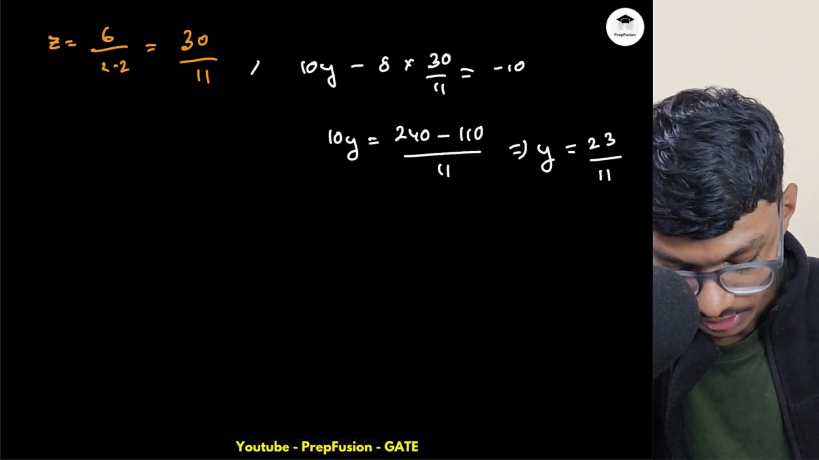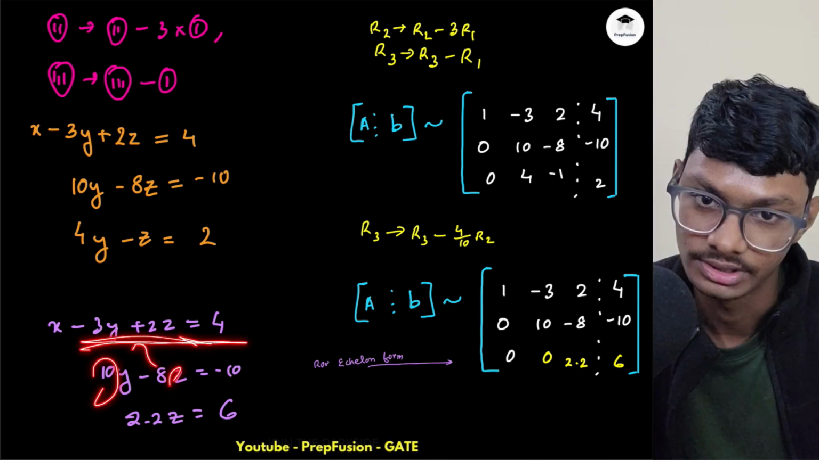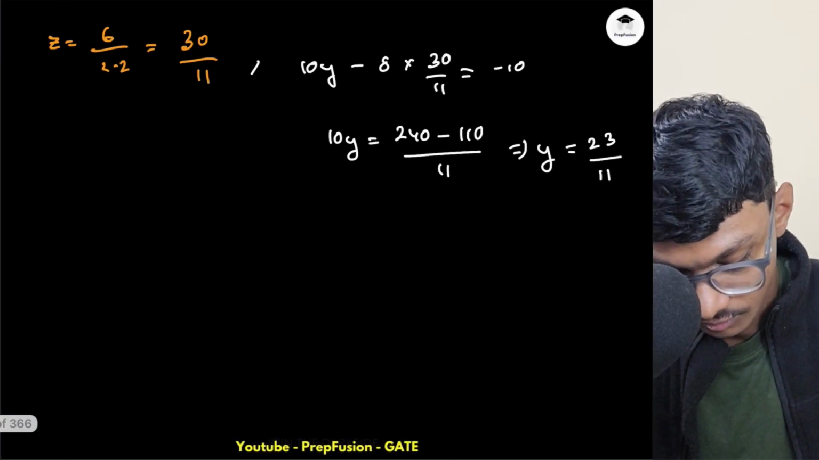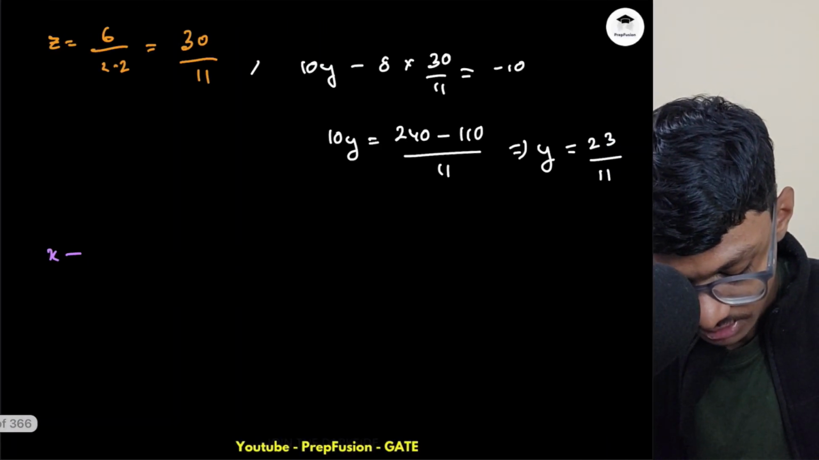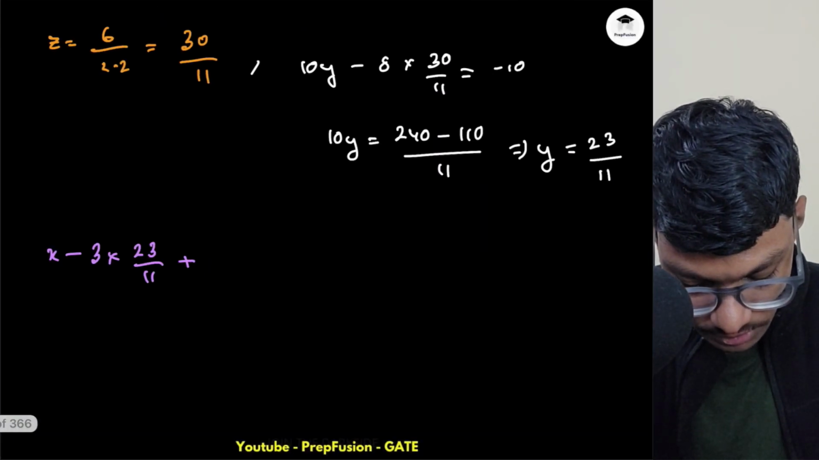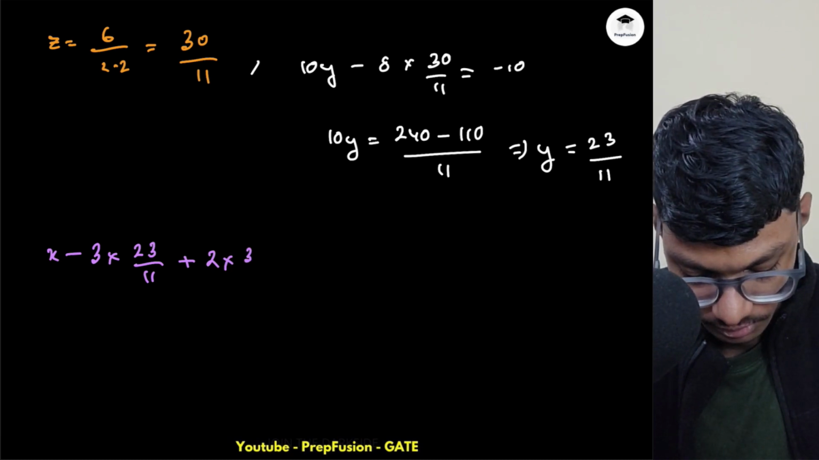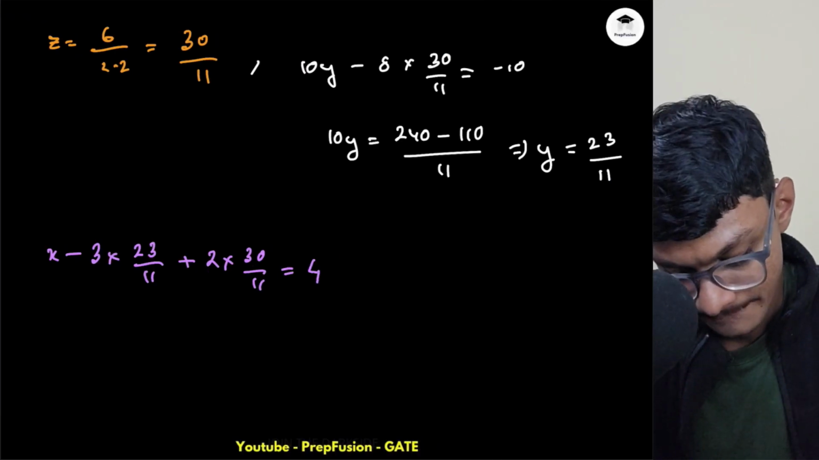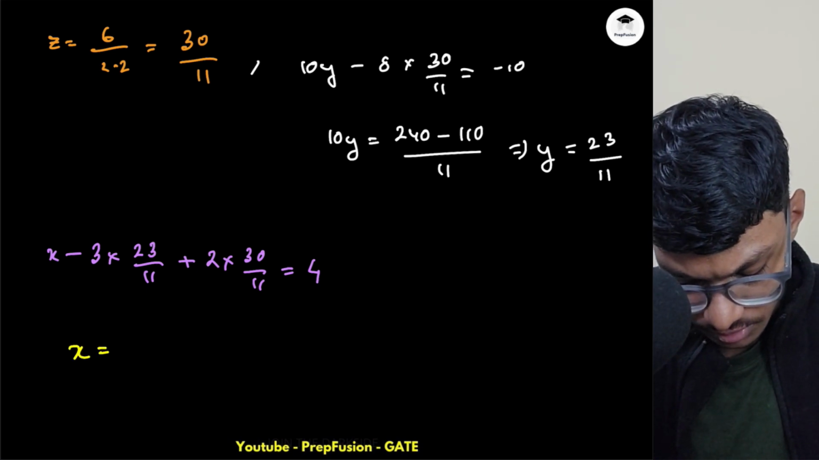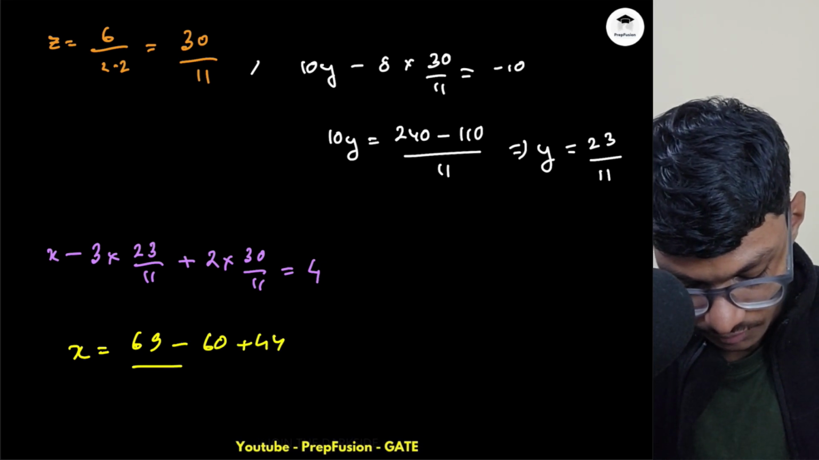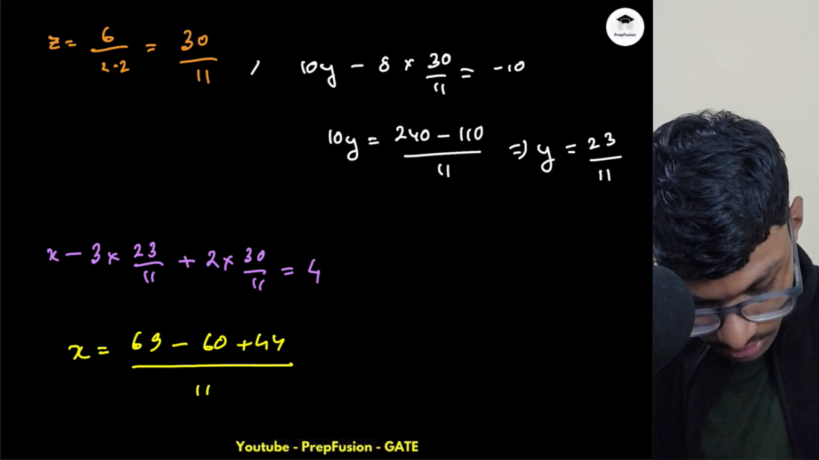Okay, now what is my x? So for finding x, obviously I know y, I know z, so I'll put y and z in this equation. I will find x. So this is how we solve systematically. So x minus 3 times 23/11 plus 2 times 30/11 equals to 4. Okay, so my x will be simply equals to this is 69, this is minus 60 and this is plus 44 divided by 11. Am I doing this correctly? Yes, this is correct only.